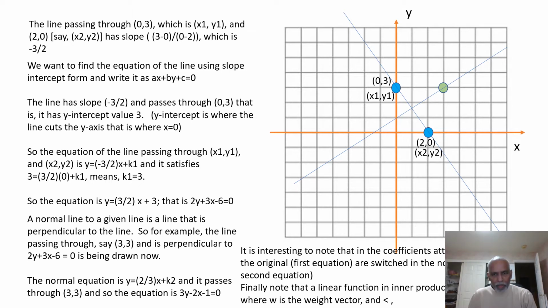Finally, note that a linear function in inner product form is in the form of the inner product of x and w plus c. We will use this general idea going forward.